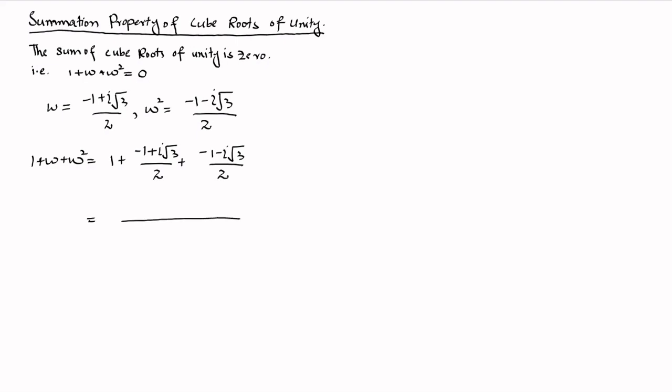2 is the LCM. So LCM divided by the denominator of 1, which is 1, 2 divided by 1 is 2. So 2 multiplied with 1, plus 2 divided by 2 is 1, so 1 multiplied with minus 1 plus iota square root 3, plus 2 divided by 2 is 1, so 1 multiplied with minus 1 minus iota square root 3.